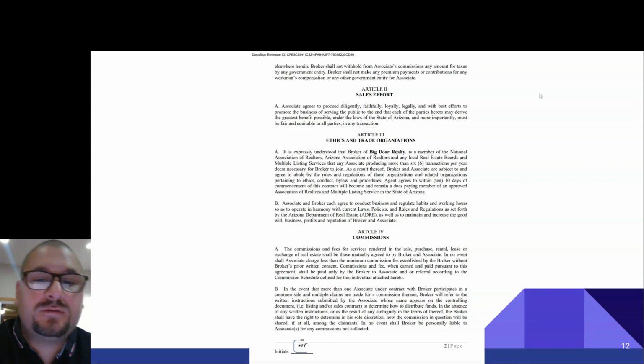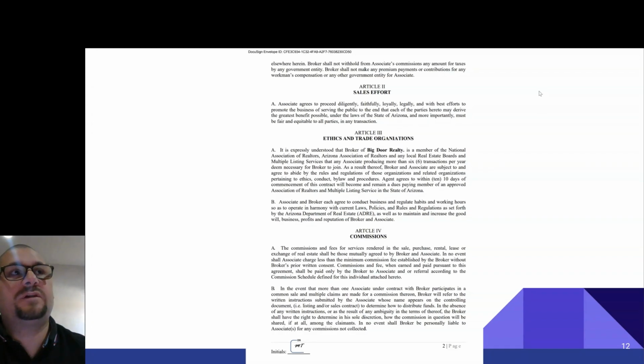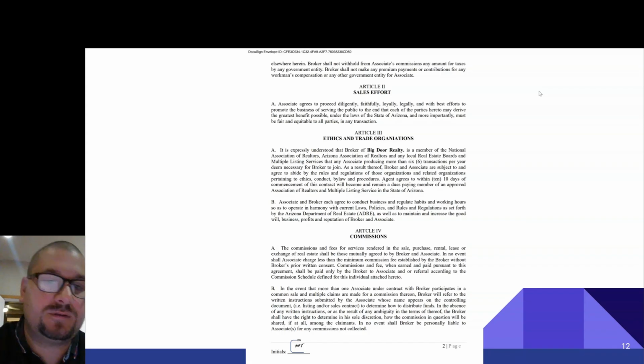So here you're not specifying a specific commission number. Say some brokers say, okay, you can't charge less than 3%. Here it doesn't say that. It just says whatever's agreed upon for that transaction.